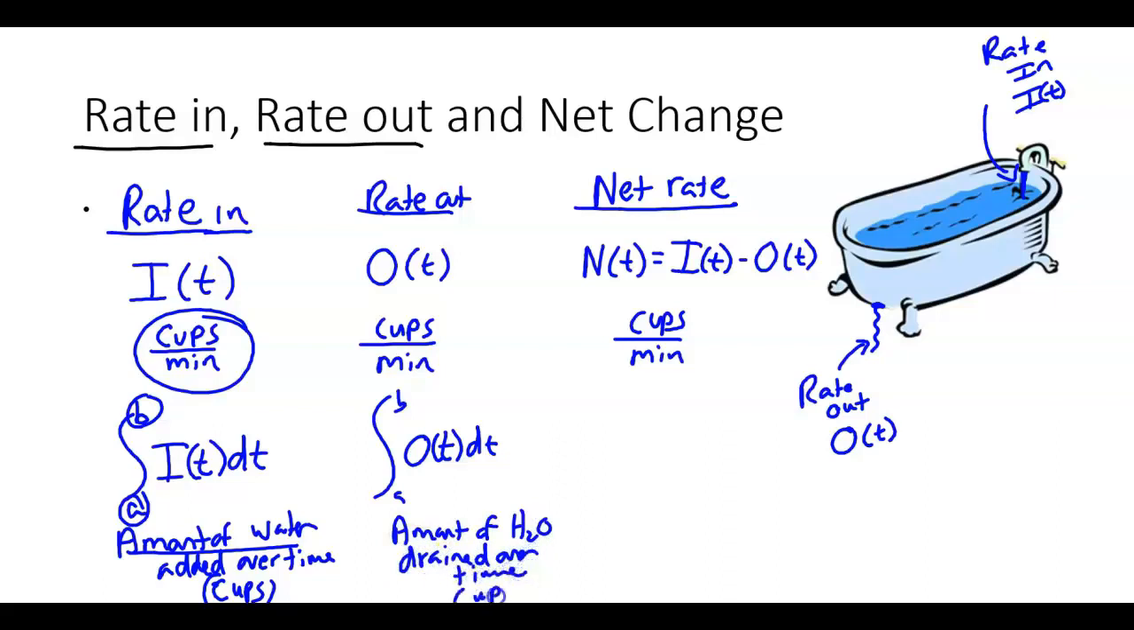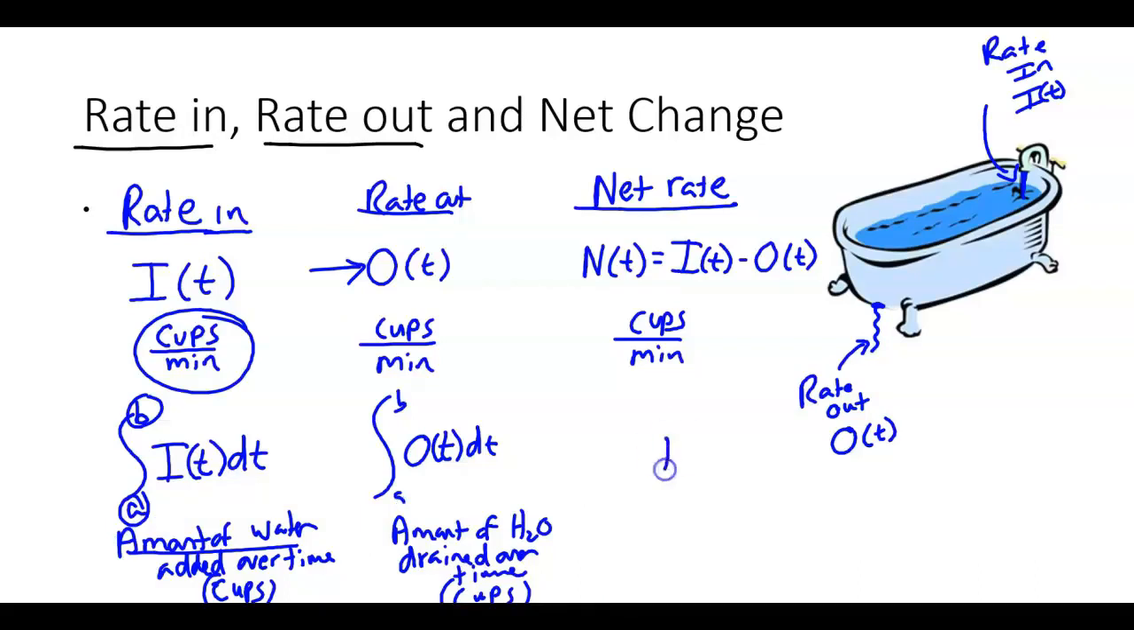And that would also be in cups. If this is the rate of change at which the water is leaving the tub, the integral of that will tell you how much water has left the tub over that time period from A to B. Well, if you know how much water went in and how much went out, how can you find the amount of water overall after that time period? Well, you would just take this number and subtract this number from it. It'll tell you how much the water in the tub increased by over that time period. And that's what we call net change.